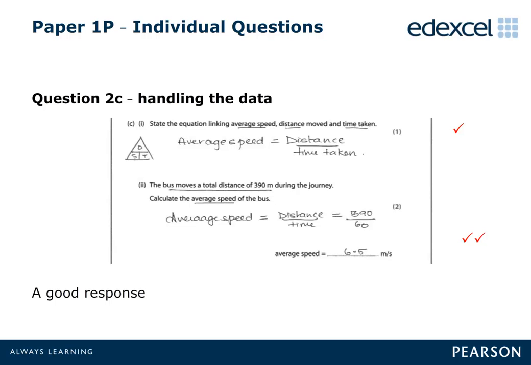Then, in 2C, the students were asked to calculate the average speed. This student has done well. The triangle mnemonic may have helped this student to recall the equation, and that is fine. However, the examiners are instructed to ignore triangles like this. They are not credited in the mark scheme. So the first mark here is given for the equation to the right, not for the triangle.